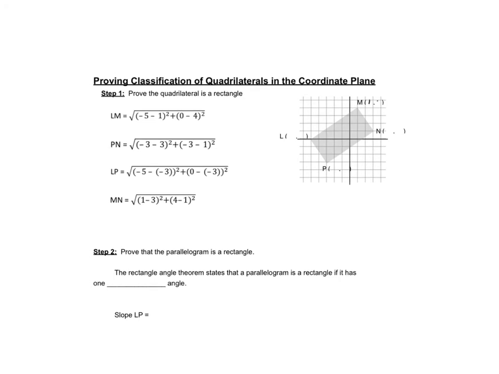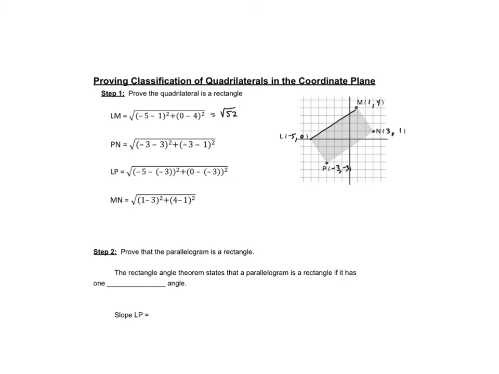So let's see here, M is (1, 4), N is (3, 1), right? I'm looking at the ordered pairs of these points. P is going to be (-3, -3), and then L is going to be (-5, 0). Okay, so when I use those points to find my distances, the lengths of my sides, I find out that LM is going to be the square root of 52.